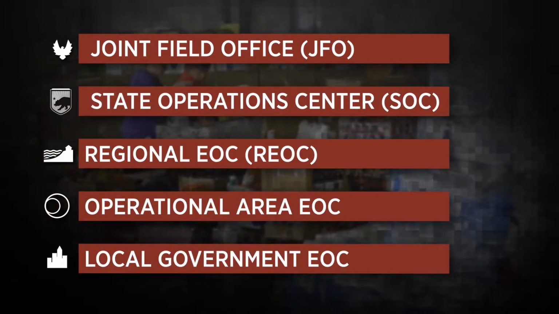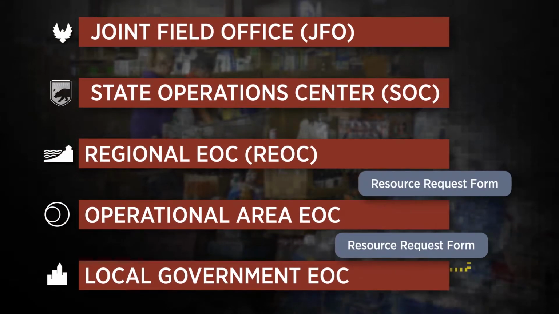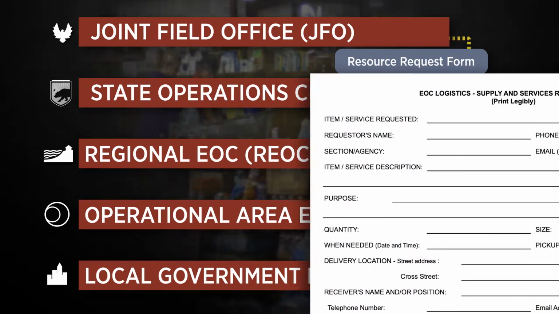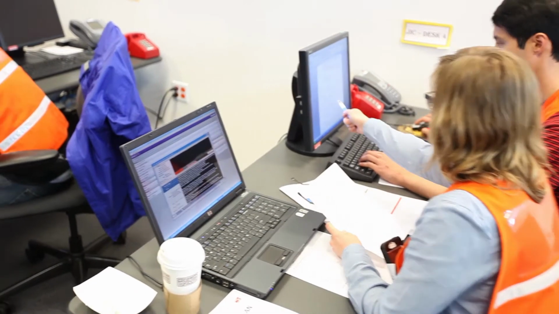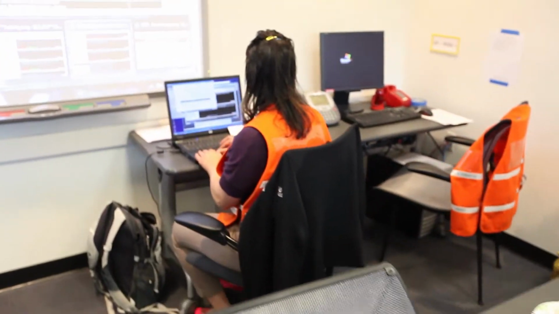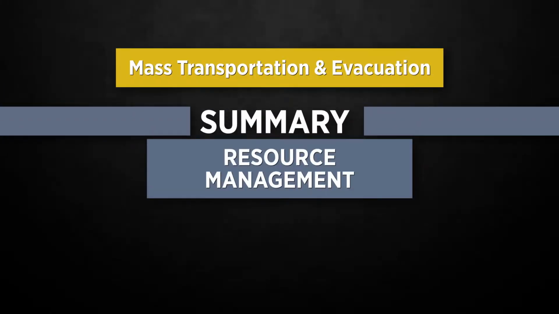If resources are not available in your jurisdiction, you may make requests to higher levels of government by completing and submitting an EOC resource request form. Ask your section chief where to access your EOC resource request form. Be aware that resource requests and other forms may be prepared electronically using a software tool such as Web EOC if available. Let's review what we've learned about resource management.